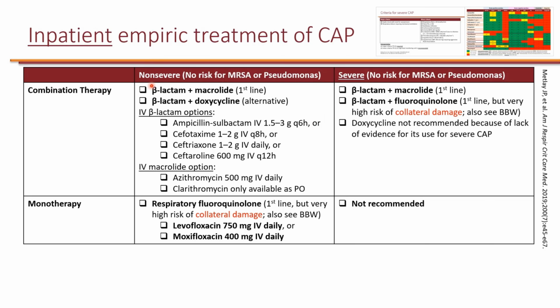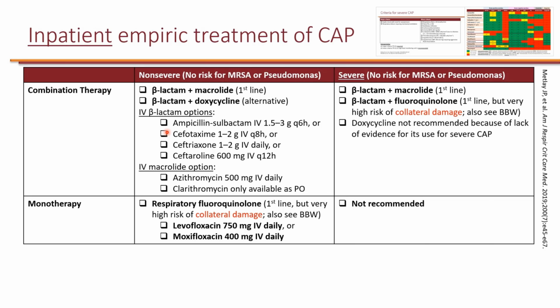Now let's take a look at non-severe patients, and we're specifically looking at patients who do not have any risk factors for either MRSA or Pseudomonas. If these patients were sick enough to be admitted to the hospital, so this is inpatient management, they often cannot tolerate oral. These agents happen to be IV initially, although if they can tolerate oral, it's okay to give them oral medication. But you will see in the hospital that often the very first doses of these antibiotics are given as IV.